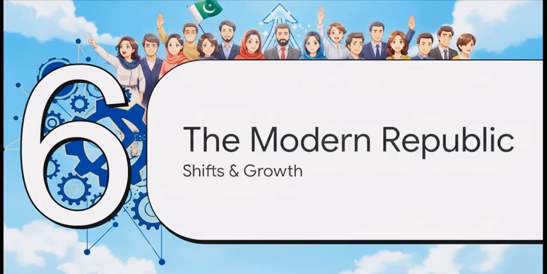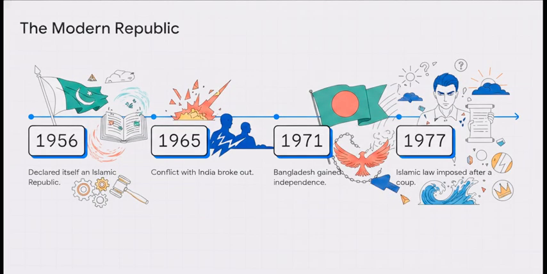Finally, we arrive at Section 6, the Modern Republic. This era is completely defined by intense political shifts. Tracking these events, we can clearly see the deep political instability of the late 20th century. In 1956, a new constitution led to Pakistan officially declaring itself an Islamic republic with a parliamentary democratic system. Then, another conflict with India broke out in 1965. By 1971, severe economic grievances and political disenfranchisement in East Pakistan escalated into a civil war. And following a defeat in yet another war with India, this led directly to the independence of Bangladesh.